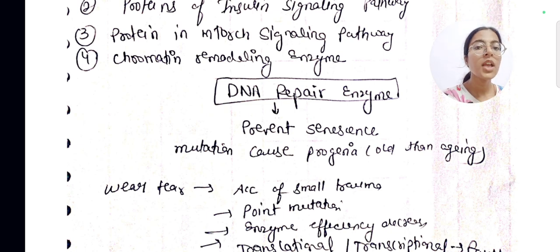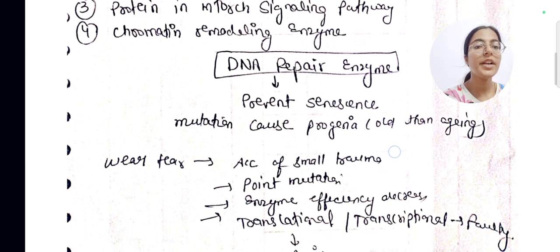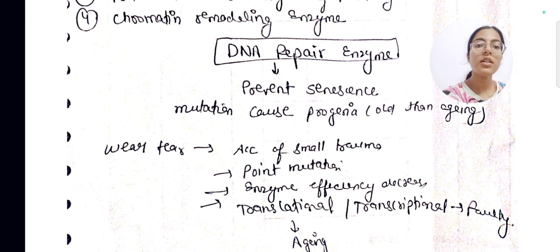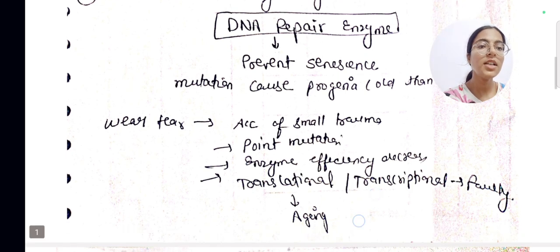Then we have another phenomenon, wear and tear, according to which small traumas accumulate. If there is accumulation of traumas, they will result in point mutations and the functioning of enzymes decreases. If the functioning of enzymes decreases, then there is faulty transcription or translation, and aging will occur. This is about the DNA repair enzymes.